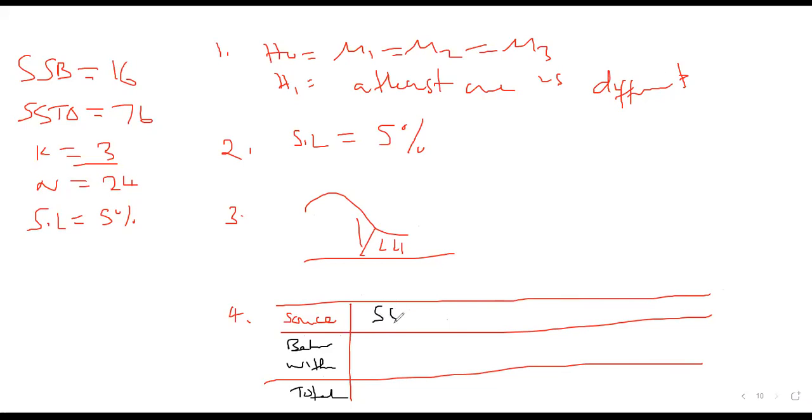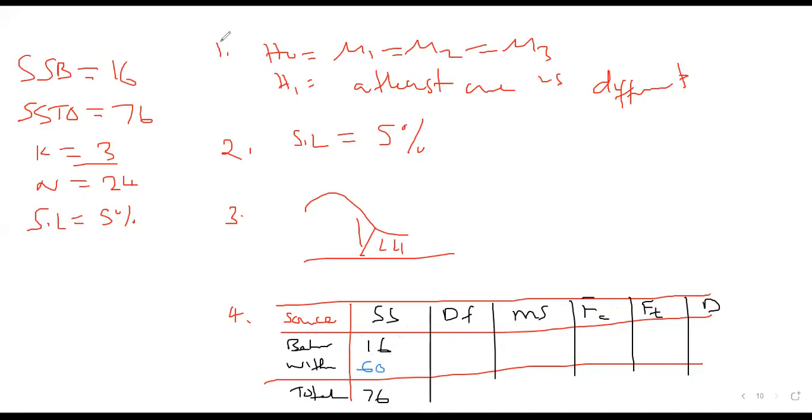So here we have sum of squares. Here we have degrees of freedom. Here we have mean of squares. Here we have the F calculated. And here I've modified it just so the F calculated and the decision. So sum of squares between is 16. Sum of squares total, 76. Makungu, how do we get within there? It's the difference. 76 minus 16, which is 60, correct?